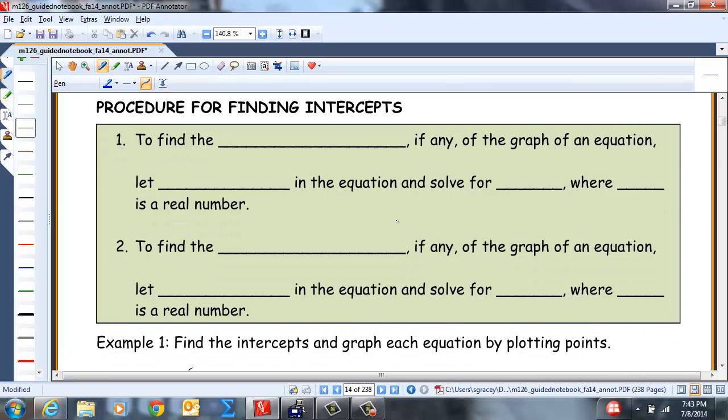procedure for finding intercepts. To find the x-intercept, or intercepts if there's more than one, of the graph of an equation, you let y equal 0 in the equation and solve for x, where x is a real number. And to find the y-intercept, if you have one, and again, you could have more than one if you're not dealing with functions, you let x equal 0 and you solve for y, where y is a real number.